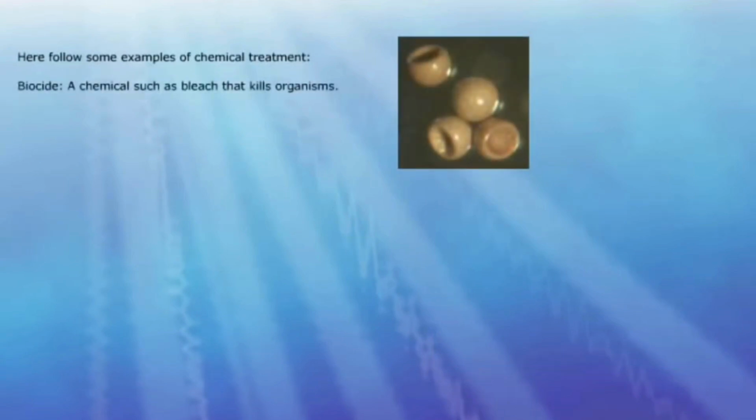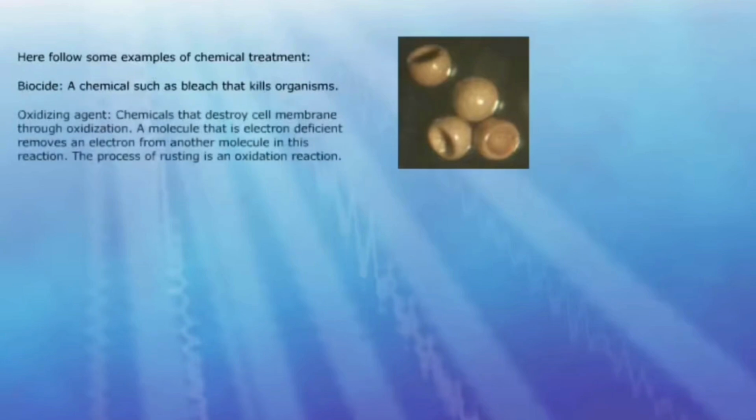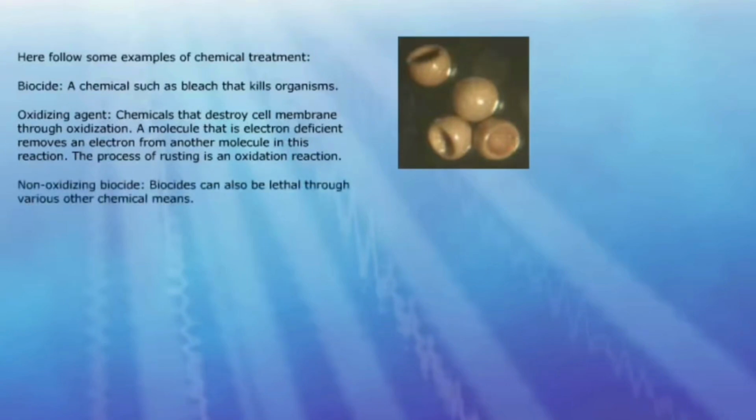Biocide, a chemical such as bleach that kills organisms. Oxidizing agent, chemicals that destroy cell membrane through oxidization. A molecule that is electron deficient removes an electron from another molecule in this reaction. The process of rusting is an oxidation reaction. Non-oxidizing biocide. Biocides can also be lethal through various other chemical means.